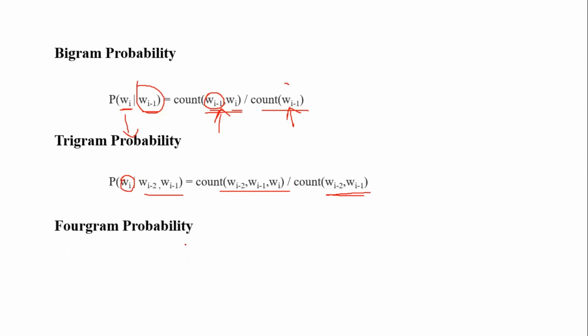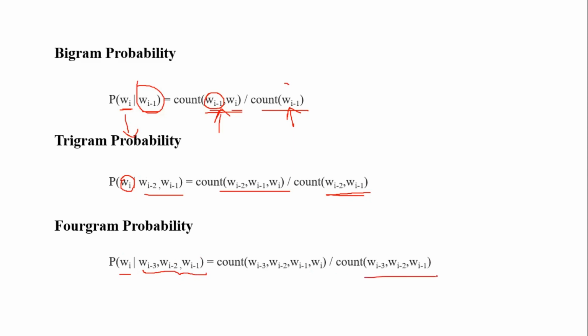Next one is 4-gram probability, where the n value is equal to 4. Again, just like the previous case, we can predict the next word based on the previous three words. The previous three words are already given, and we need to check the number of times these four words occurred consecutively in the corpus.